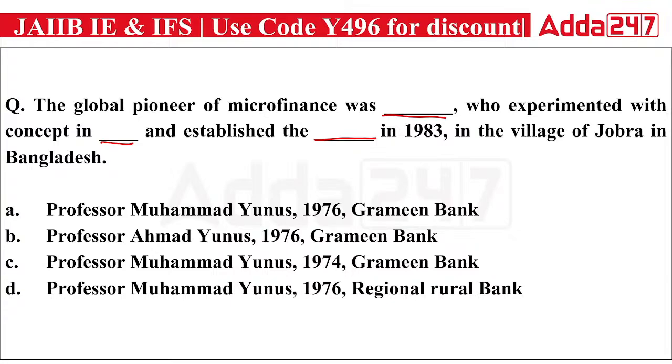First of all, it cannot be RRB, because RRB was not introduced in 1980. RRB was introduced in 1975. The first RRB, Prathama Gramin Bank, was established in 1975 in Moradabad, UP. So it cannot be your option D, so we can eliminate option D. It can be A, B, or C, one of them.